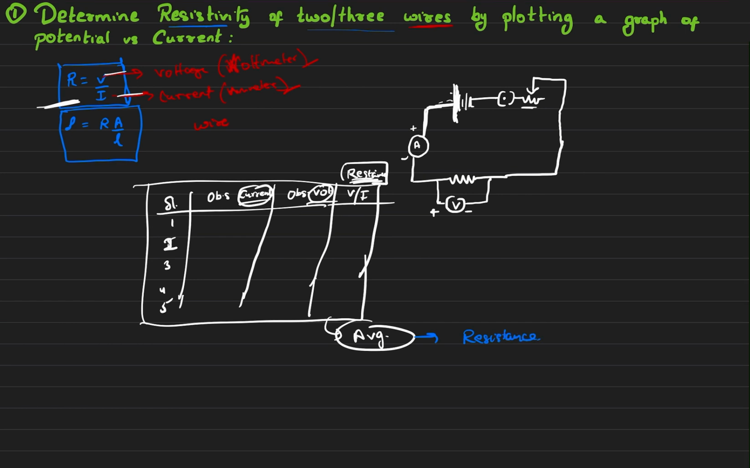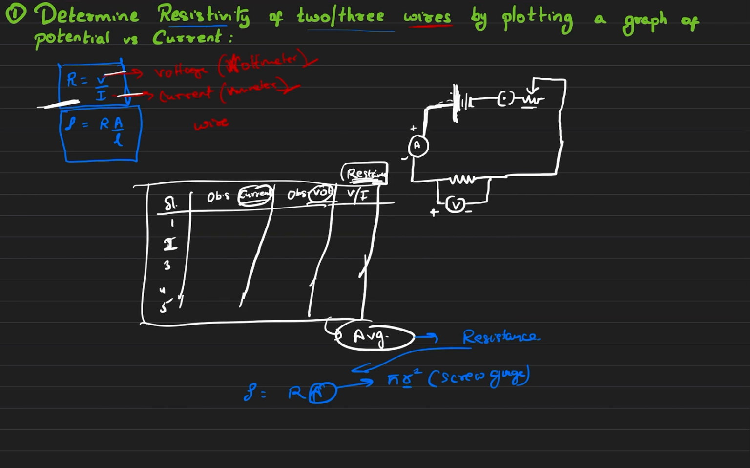Once you get resistance, can you find resistivity? Resistivity is equal to the resistance you have got from here. Substitute the resistance value here. Find the area of the wire. Area of the wire is nothing but pi r square. You can find the radius using a screw gauge. Using that, you find the area. Diameter you can find, and you can take half of the diameter.